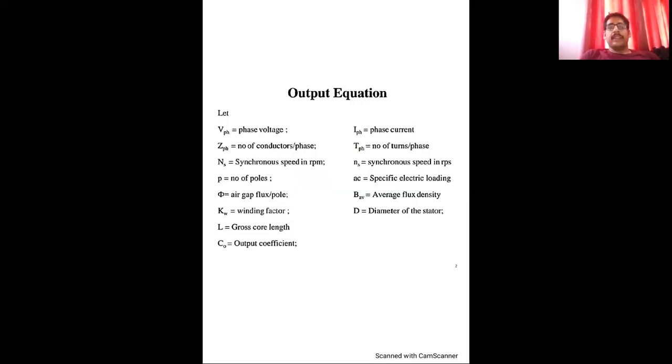As you see on your screen, the output equation consists of the following terminologies, and these terminologies can be used in the case of a synchronous machine. VPH is the phase voltage, ZPH is the number of conductors per phase, NS is the synchronous speed, P is the number of poles, phi is the flux, KW is the winding factor, a constant value of 0.955, L is the gross core length, C0 is the output coefficient, IPH is the current per phase, TPH is the number of turns per phase, and NS is the synchronous speed in RPS, so we have to convert speed into RPS. AC is the specific electrical loading, BAV is the average flux density, and last is D, the diameter of the stator. So these are the terminologies we can use in the whole design of a synchronous machine.